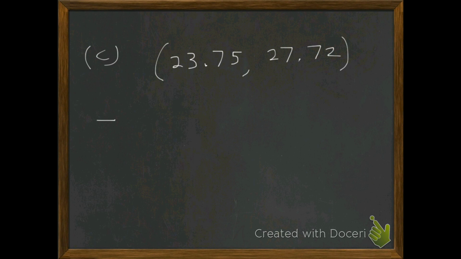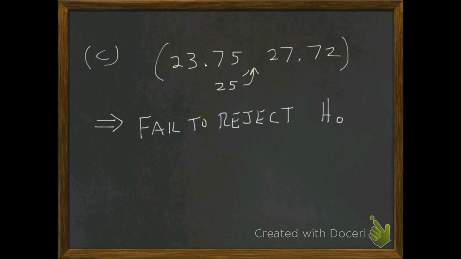Part C, conclusion, notice 25 is contained in our interval. So guys, when we have this, we fail to reject. And what do we conclude in the end? We can't reject the fact that mu is equal to 25. Probably isn't 25. More than likely it's not. But statistically speaking, we cannot reject the claim that the mean is 25.